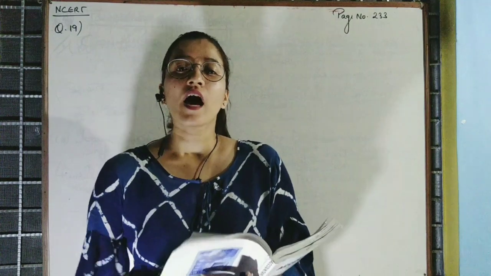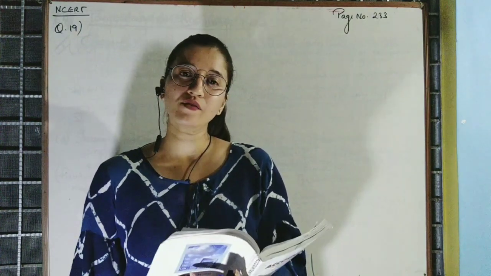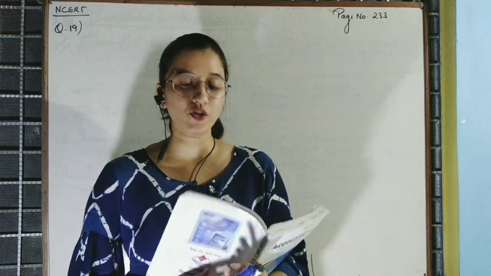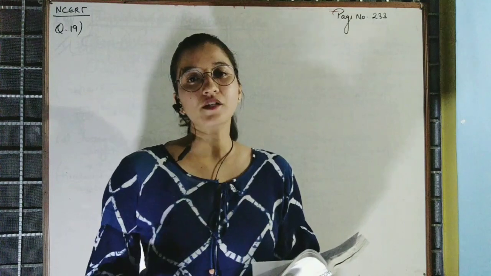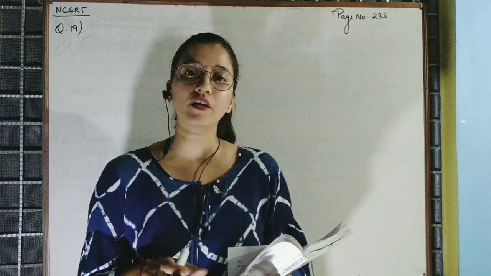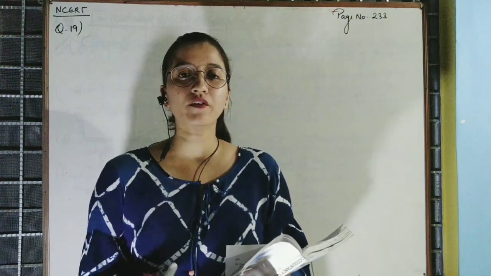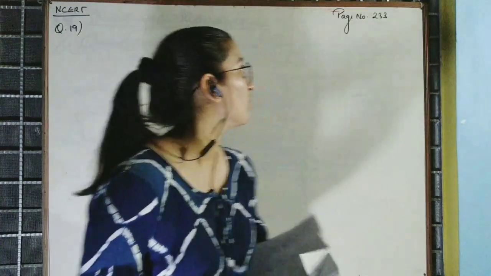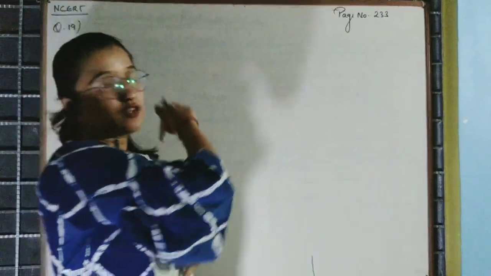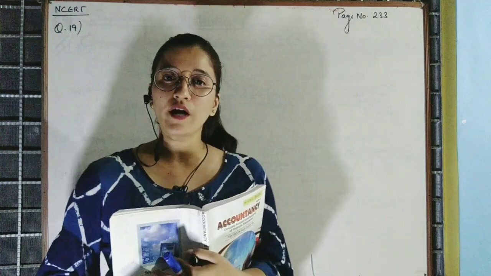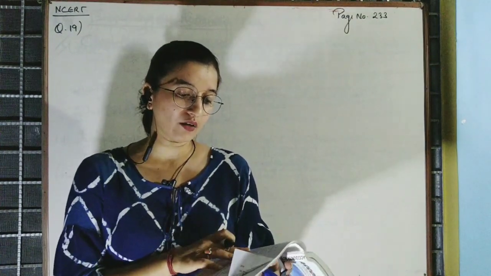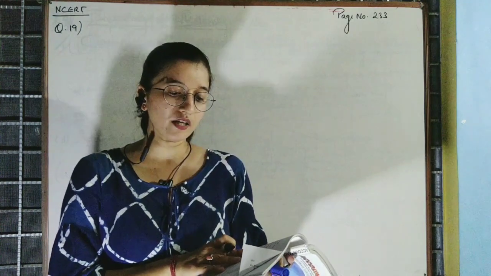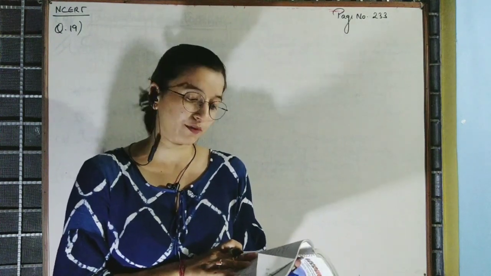Hello everyone. As in the previous session, we have solved questions based on debt equity ratio. So now in this session, we'll be solving questions based on other solvency ratios such as proprietary ratio, total asset to debt ratio and also debt equity ratio. So here is question number 19 of NCERT page number 233. Question says, from the following, calculate debt equity ratio, total asset to debt ratio and proprietary ratio.